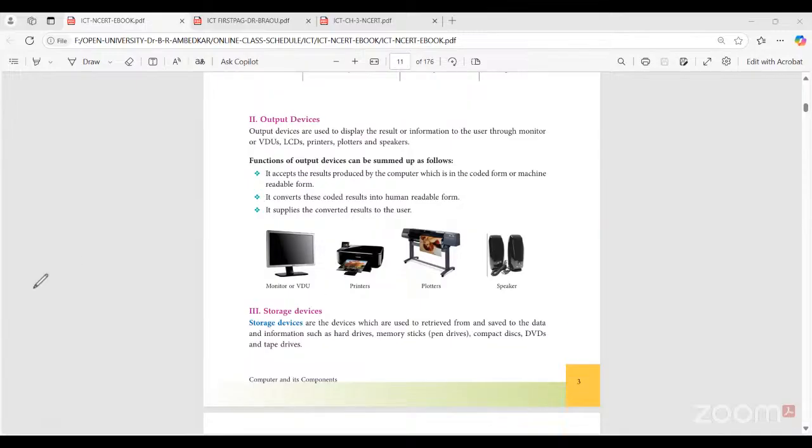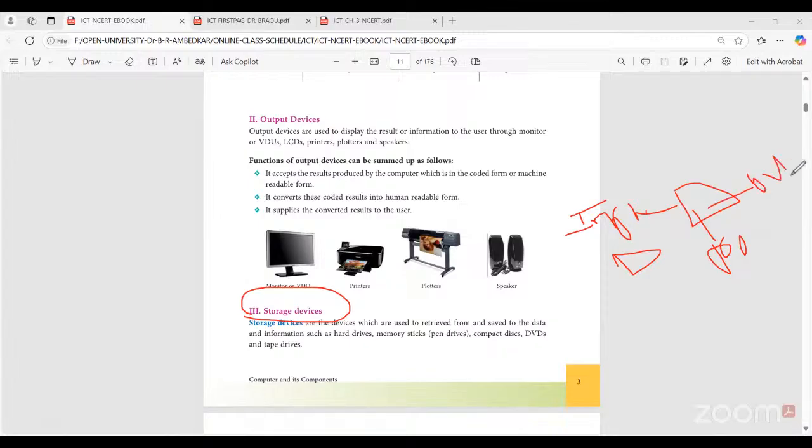The next kind of devices are storage devices. What is the purpose of storage devices? Just now we understood: first is input, which takes input from input devices, next is the CPU, which is the process, and next is the output. If you want to store data inside the computer, or inside the mobile phone, you require one more device called storage devices.